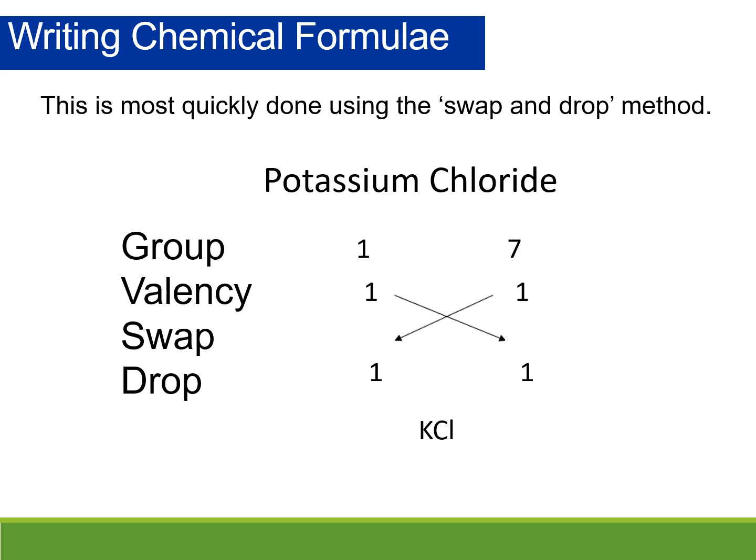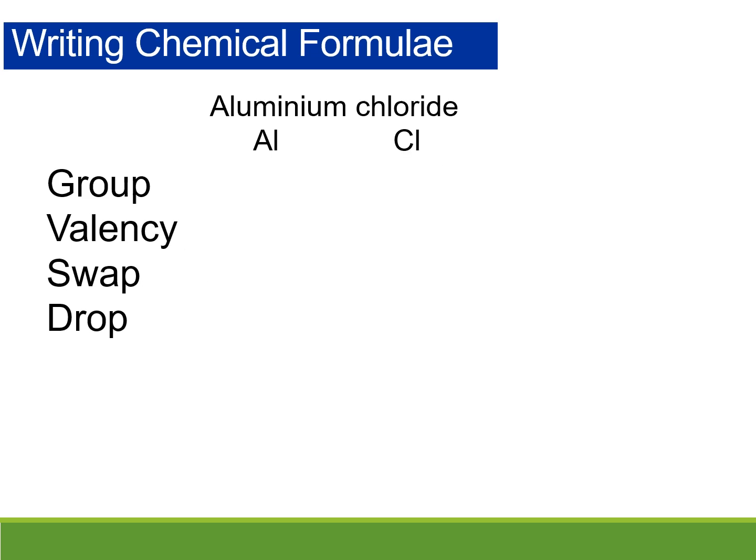When you get to the swap and drop method here, just make sure you ask yourself, is this the lowest whole number ratio? And in this case it is. If we move on to aluminium chloride, aluminium, remember, is in group 3, so it's a valency of 3, and chlorine is in group 7, it has a valency of 1. Swap and drop. This time you're going to need 1 aluminium and 3 chlorines, and that makes sense because aluminium has 3 outer shell electrons, but chlorine only wants 1, so we need 3 chlorines.